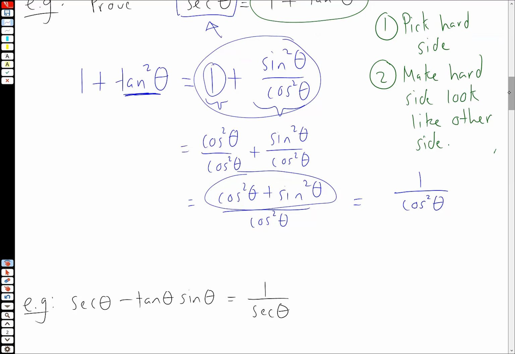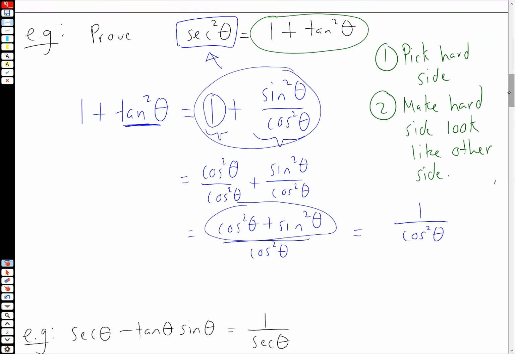Okay. Now, using the reciprocal identity, what is 1 over cosine squared theta? That's actually secant squared theta. Okay, and notice that's exactly what we want.